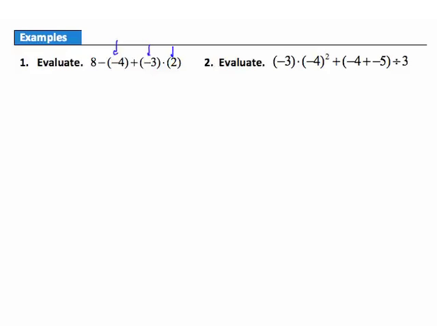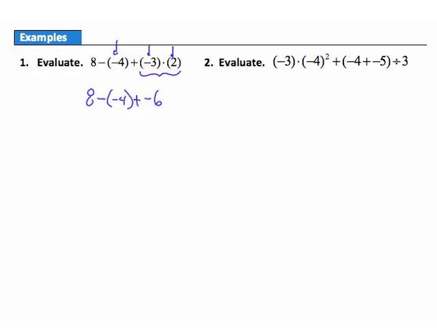So the next one we look for is exponents. We don't have any. Then we would look for multiplication or division. We do have some multiplication. So the very first thing we want to do in this problem is multiply that -2 times that +3. Before I do that, however, I'm going to write the rest of the problem. So I have 8 minus -4 plus, now we're going to multiply -3 times +2. Different signs, so that's going to give us a -6. So multiplication is done.